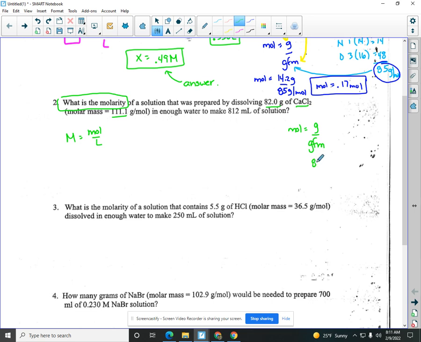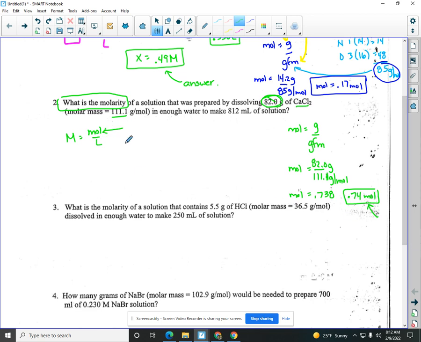The grams was 82.0, that I'm getting from right here, over molar mass, 111.1 grams per mole, is going to equal moles. Take out our calculators. 82 divided by 111.1, and you get moles equals 0.738. Let's make it 0.74. 0.74 moles. Okay, label that. Don't leave it naked.